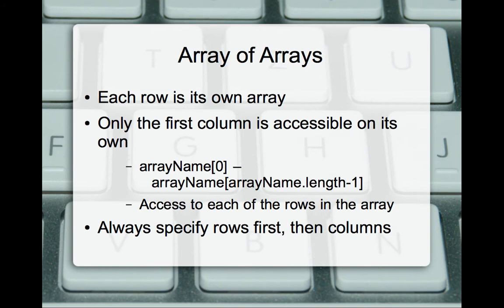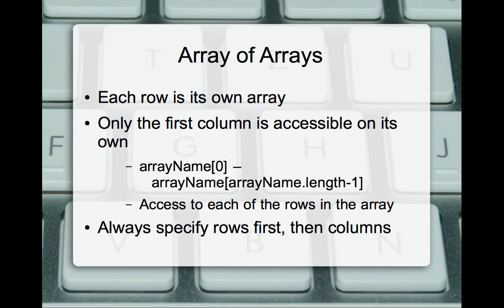So the first thing we want to take a look at is the concept first, that Java deals with arrays as an array of arrays. So when you're dealing with a 2D array, what you really have is one array where every entry in that array is actually a whole other array. And so that's why with Java we have only the first column itself on a 2D array accessible on its own, because each of those spots from sub 0 to sub length minus 1 of that array are actually containing the rows of that 2D array.